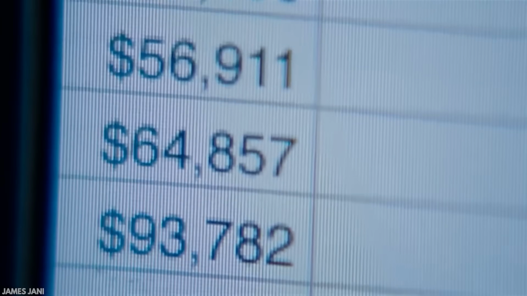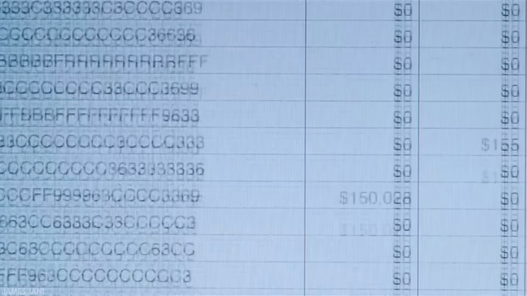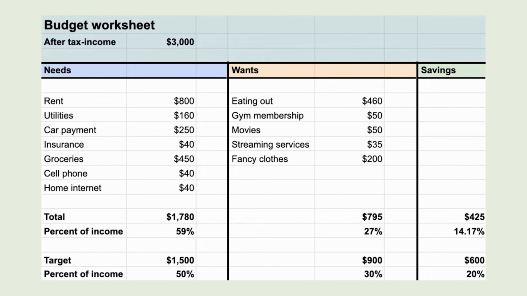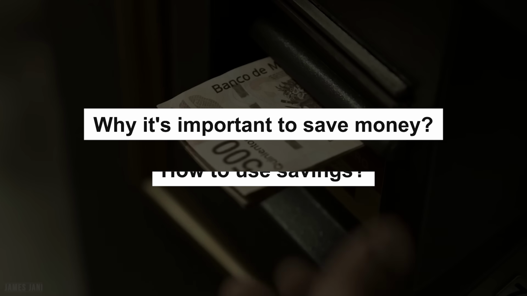This rule is not a hard and fast rule, and you can adjust it based upon your living situation and things like that, but it is a really good place to get started and to go through your bank account and audit how much you're actually spending on each of these categories in relationship to your after-tax income. Now let's talk specifically about why it's so important to save money and what you should be doing with your savings.